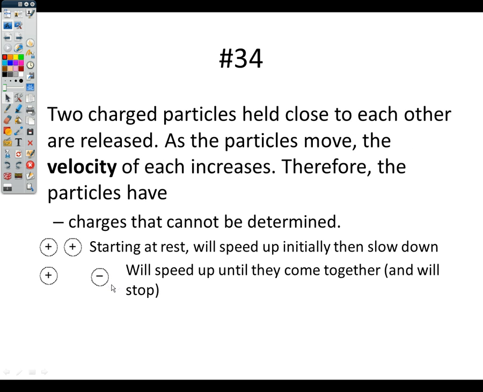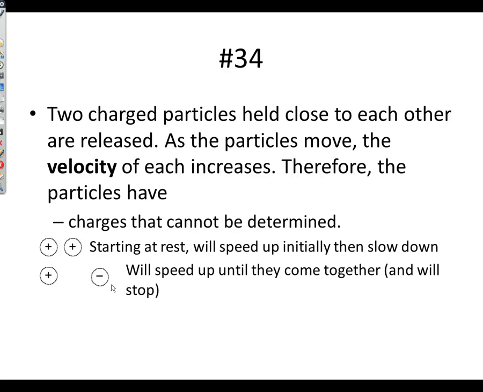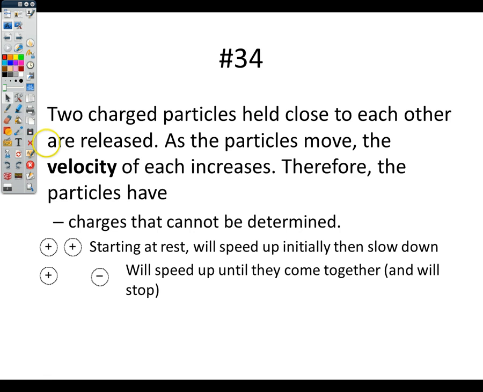Number 34, two charged particles are held close together and released. As the particles move, the velocity, so this one's different, the velocity of each increases, not the force, but we're looking at velocity. Therefore, the particles have charges that we can't figure out. If I have two positive charges, when I let go of them, they speed up initially. If I have two charged particles that are opposites, when I let go of them, they will come together and they'll speed up until they hit. So it's essentially the same thing. Both of them will increase in speed initially. So we really can't tell what kind of charge either of those has.